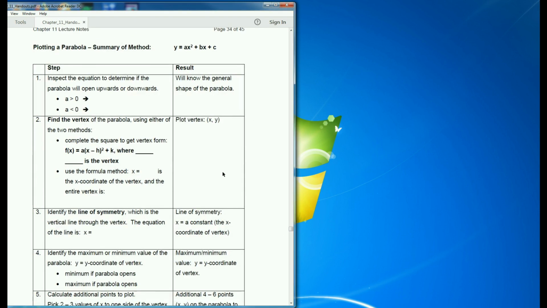Okay, so this is just a summary of the method. Let's take a look at this. First, you've got your parabola, you've got your quadratic in this form, ax squared plus bx plus c. First step is just look at the equation to tell you if the parabola is going to open upwards or downwards. Remember, if a is positive, then it's going to open up. If a is negative, then it's going to open down.